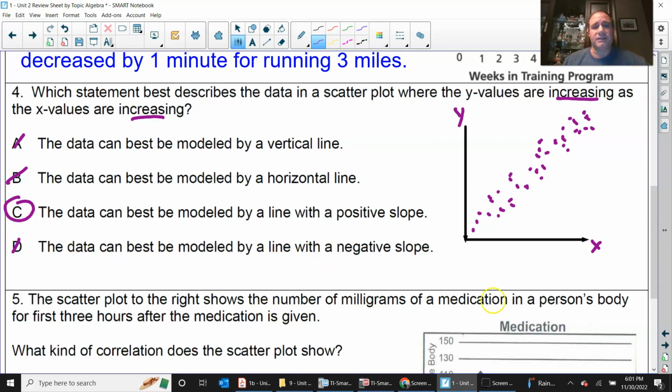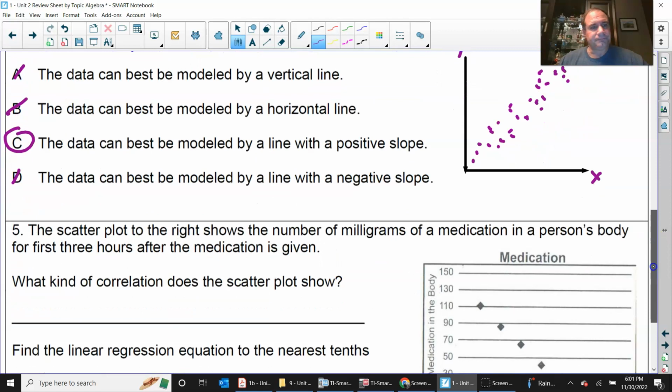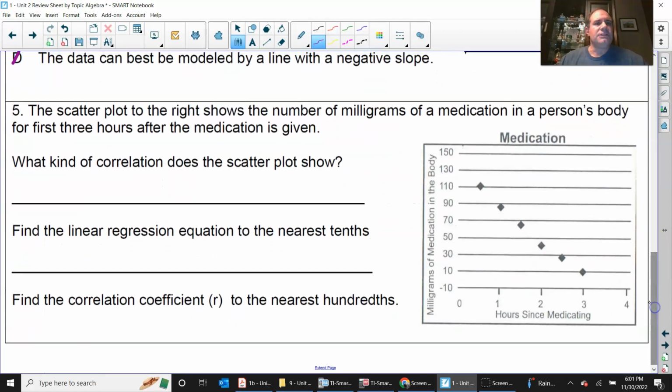No. So C is my answer, negative slope. Positive slope. Going up from left to right. The scatter plot to the right shows the number of milligrams of a medication in a person's body for the first 3 hours after medication is given. Which kind of correlation does the scatter plot show?